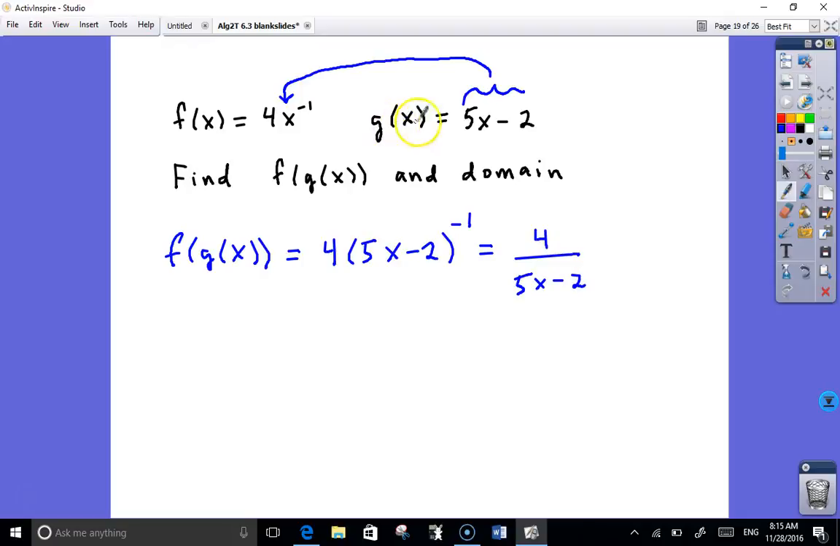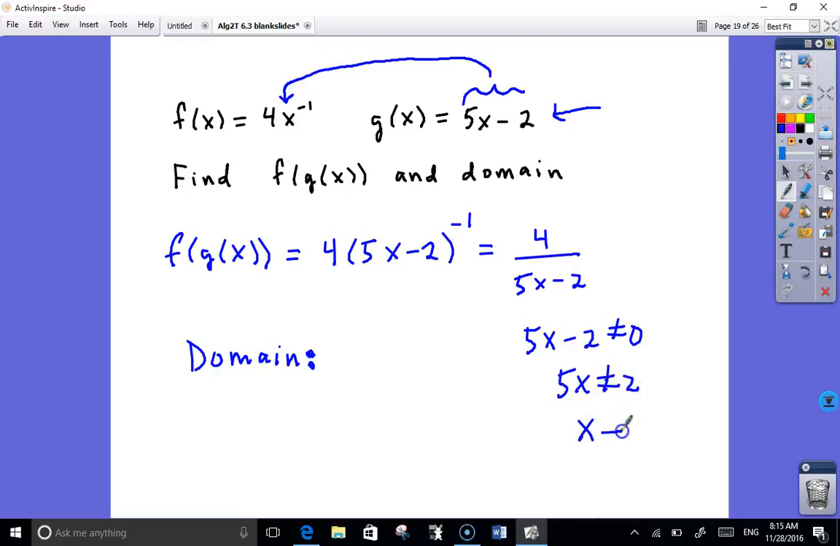Okay, now what was the domain of g of x? Just considering this right there, what would you have said the domain is? It's all real numbers, it's just a polynomial, right? But now that 5x minus 2 is in the denominator, we cannot let that denominator equal 0. So how am I going to find the domain? I have to say that 5x minus 2 does not equal 0. Which means 5x does not equal 2, and x does not equal 2/5.